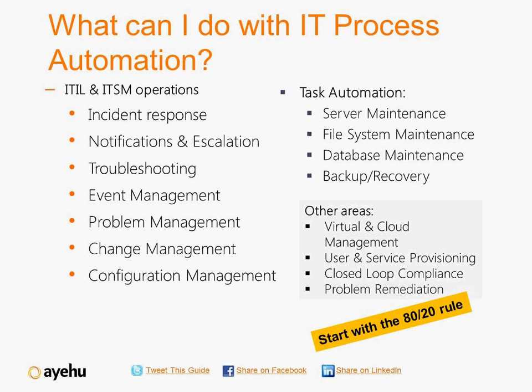We like to say you should start with the 80-20 rule when thinking about process automation. Look at the 20% of the issues that cause you 80% of your headaches, and consider automating those first.